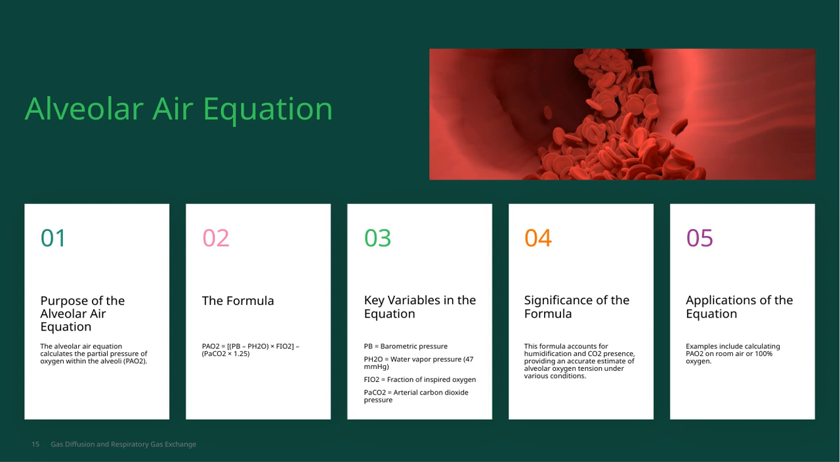Let's break down the key variables. PB is simply the barometric pressure, which changes with altitude. PH2O is the water vapor pressure, which is typically 47 mmHg at body temperature. FiO2 is the fraction of inspired oxygen, so whether you're breathing room air, which is about 21%, or oxygen-enriched mixtures. And PaCO2 is the arterial carbon dioxide pressure, reflecting how much CO2 is present in the blood.